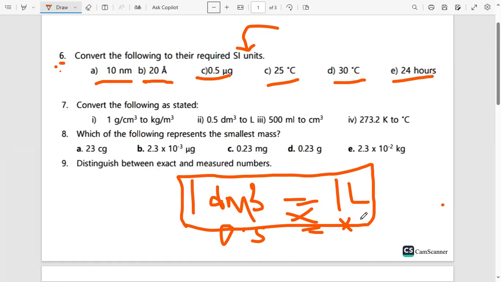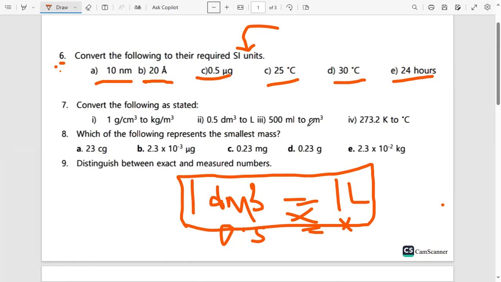So know that. Sometimes when you reach the part for calculating the molarities, they don't give you liters, they just give you cubic decimeters. So you have to know in your head that cubic decimeters is the same as a liter. And then the next one again is also simple. So milliliter is the same as cubic centimeter.